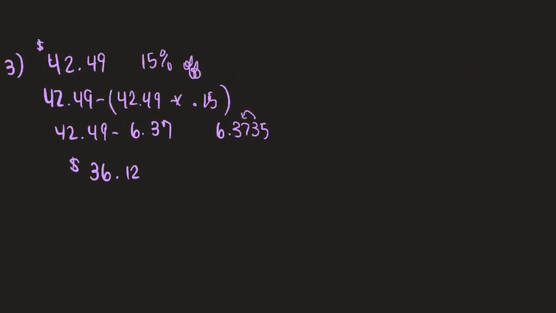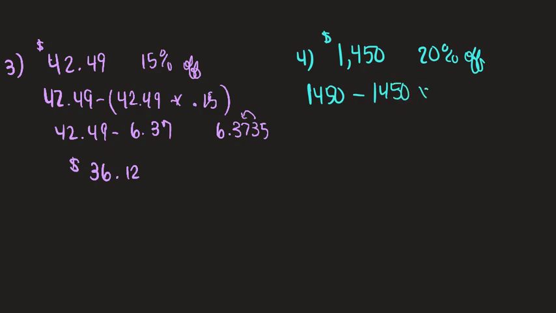All right, new question, number 4. Something is going to be $1,450, 20% off. $1,450 minus $1,450 times 0.20. $1,450 minus $290. Final answer is $1,160.